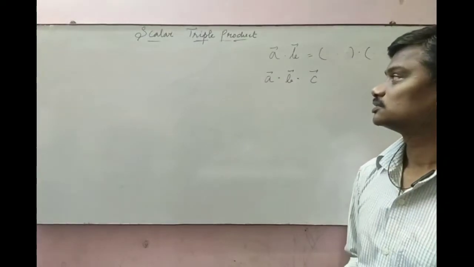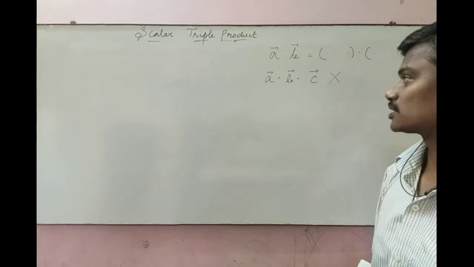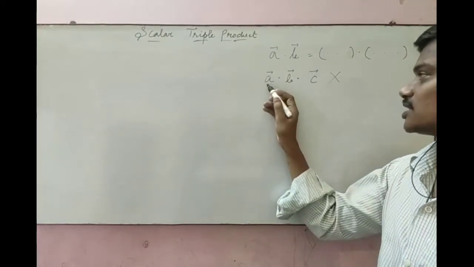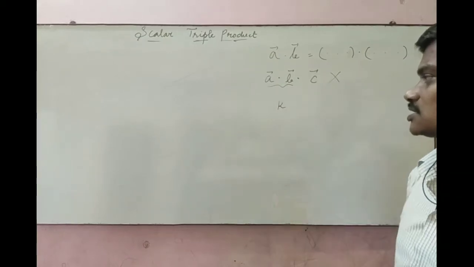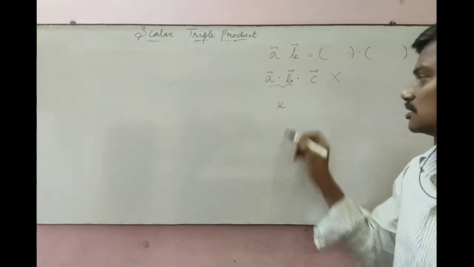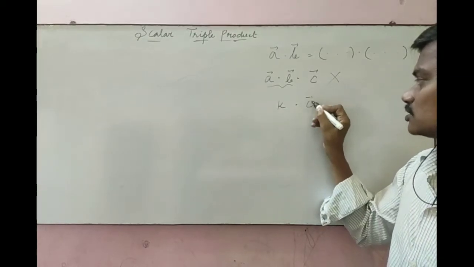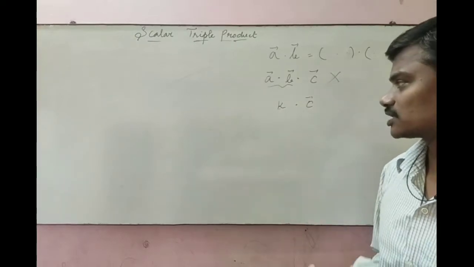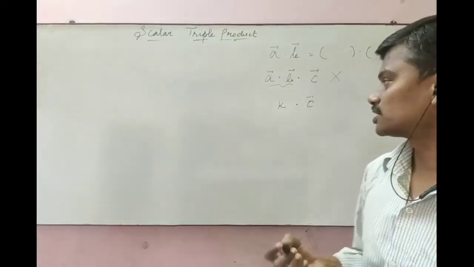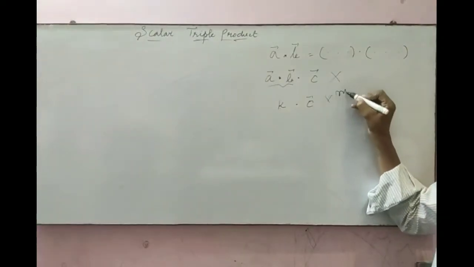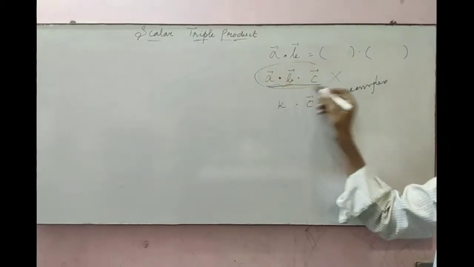No, this is not the way of writing the scalar triple product, because if you take the dot product of two vectors, you will get one number. That means one constant, for example, k. Can you take the dot product of a number with a vector? We can't. So A dot B dot C is meaningless.